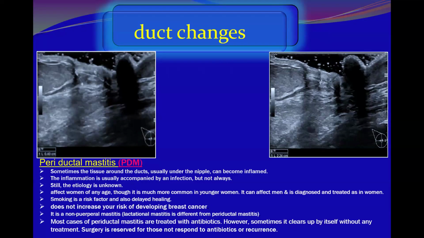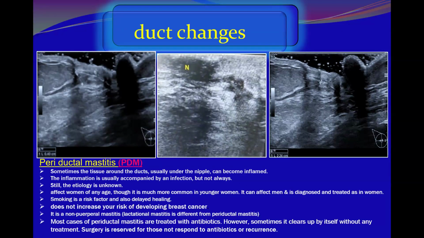Lactational or peripheral mastitis is different from periductal mastitis. This is a non-lactational, periductal mastitis, and it doesn't increase the risk of developing cancer. Most cases of periductal mastitis are treated by antibiotics, and surgery is reserved for non-responding, complicated, or recurrent cases.